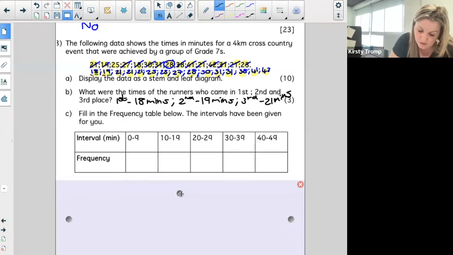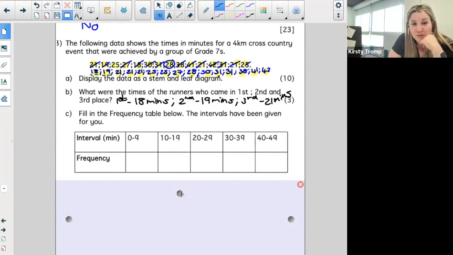My next question says to fill in the frequency table below. So now we've got another new graph. It's a frequency table. A frequency table gives us a range of things to look at. They've given us interval ranges: 0 to 9, 10 to 19, 20 to 29, 30 to 39, and 40 to 49. Let's go to my stem and leaf to help me out here. Draw that in for yourselves. It doesn't have to be perfect.